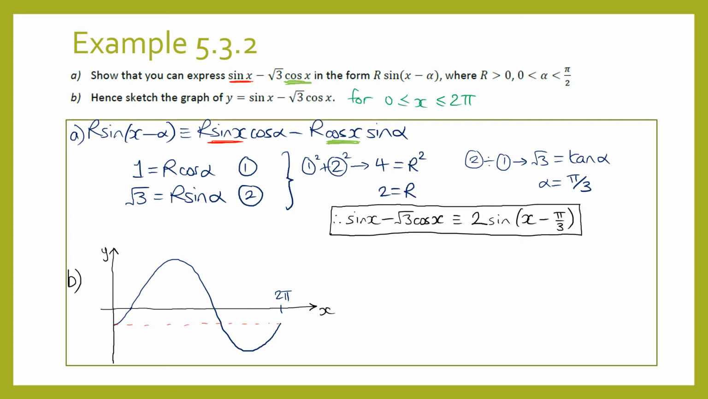So the sine graph used to go through the origin. It's moved to the right by pi over 3. So you could even say on the horizontal axis, this is pi over 3. Which in this case, if you then add pi onto that, this is going to be 4 pi over 3 here. And there we go, that is a sketch. Let's just put on the maximum y value 2 and the minimum y value of minus 2 as well. So there's a sketch of the graph of y equals sine x take away root 3 cos x.